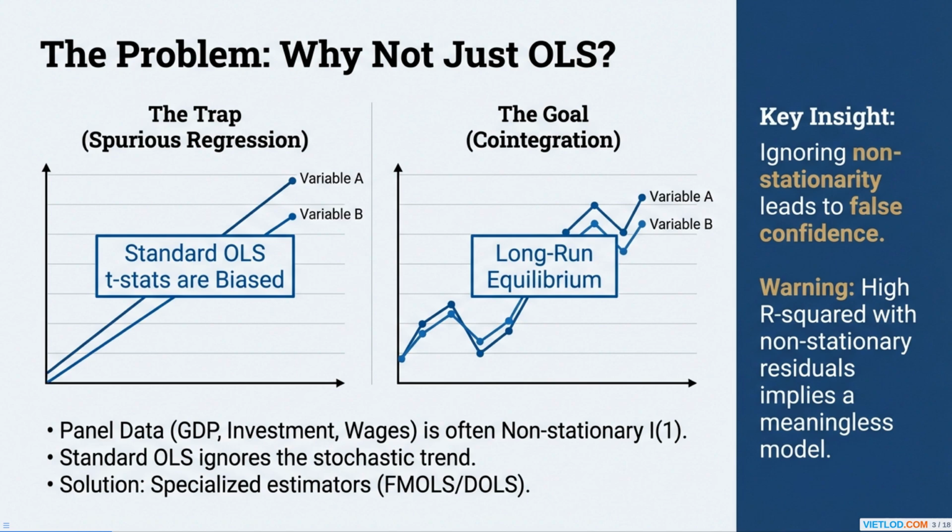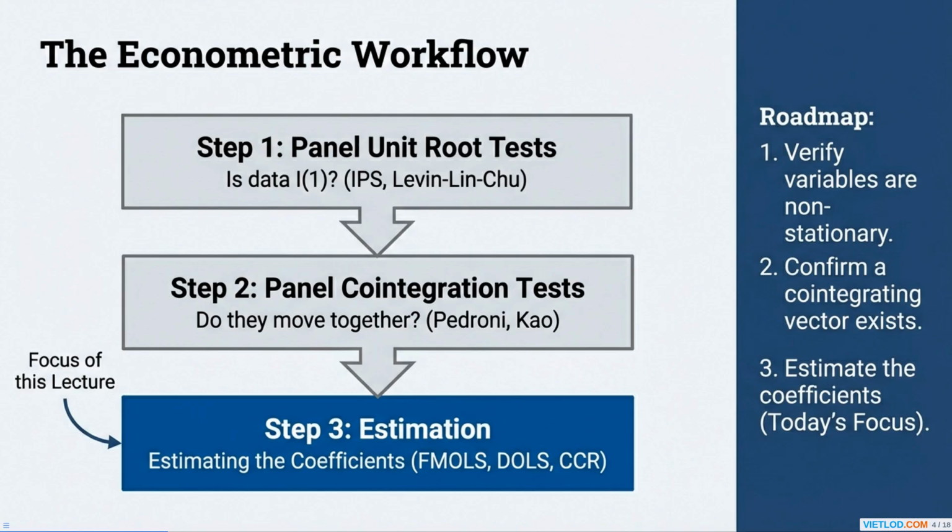A common issue with economic panel data, like GDP or investment, is that it is often non-stationary, specifically integrated of order 1, or I(1). This means it has a stochastic trend. If we apply standard OLS to non-stationary variables, we fall into the trap of spurious regression. This gives us a high R-squared and seemingly significant t-statistics, but the relationship is completely meaningless. To address this, we need specialized estimators like FMOLS and DOLS, which are designed to handle the endogeneity and serial correlation biases that arise from non-stationary data.